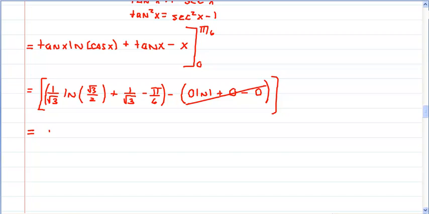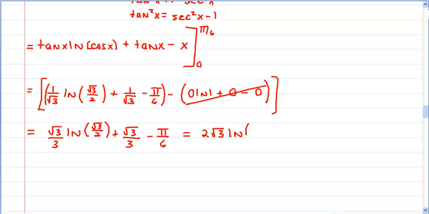And 1 over the square root of 3 is the same as the square root of 3 over 3, times the natural log of the square root of 3 over 2, and then plus the square root of 3 over 3, and then minus pi over 6. So the only thing left that you could do is get a common denominator of 6. So we could write this as 2 square root of 3 times the natural log of the square root of 3 over 2, plus 2 square root of 3 minus pi, and the whole thing is over 6.